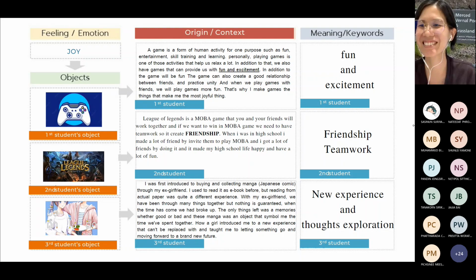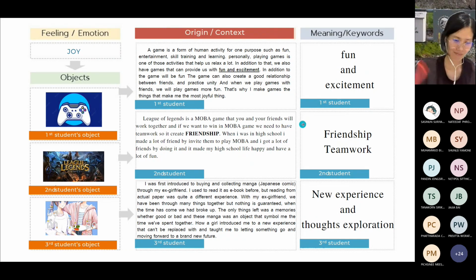Good afternoon, everyone. The emotion that we shoot is joy. The first object that I shoot is a game. I shoot a game to represent joy because a game is one of the activities for the purpose of fun. Personally, playing games are activities that help us relax a lot and also provide us with fun and excitement. And also it can create a good relationship with a friend. So the keyword for my context is fun and excitement.